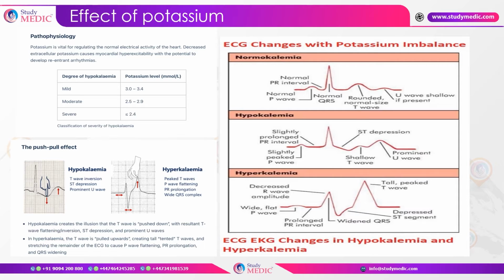So you have ST segment depression, there is a shallow T wave, and there is a prominent U wave. Now whenever you have hyperkalemia, or potassium levels are being pulled up, this results in pulling up of the T waves. So you get tall peaked T waves, and there is a flattening of the P wave. It results in PR elongation, and also the QRS complex is widened.